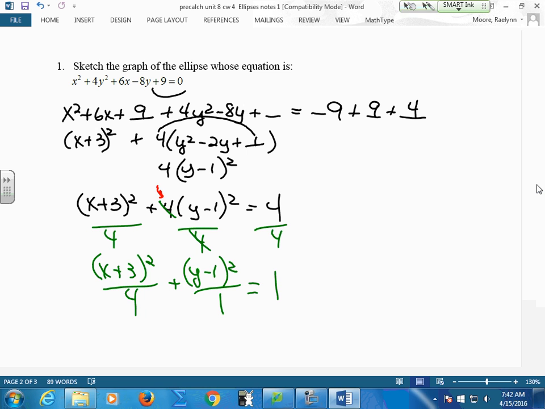So the larger one in this case is 4. This gets the a squared. This gets the b squared. So whoever is over the larger number is the major axis. Not who comes first. Whoever has the larger number is the major axis. So the major axis in this case is the x.